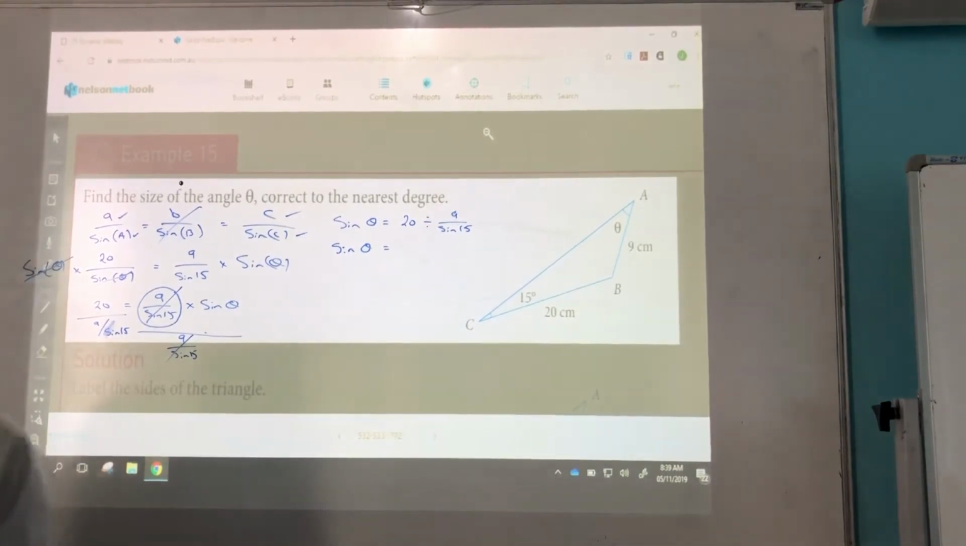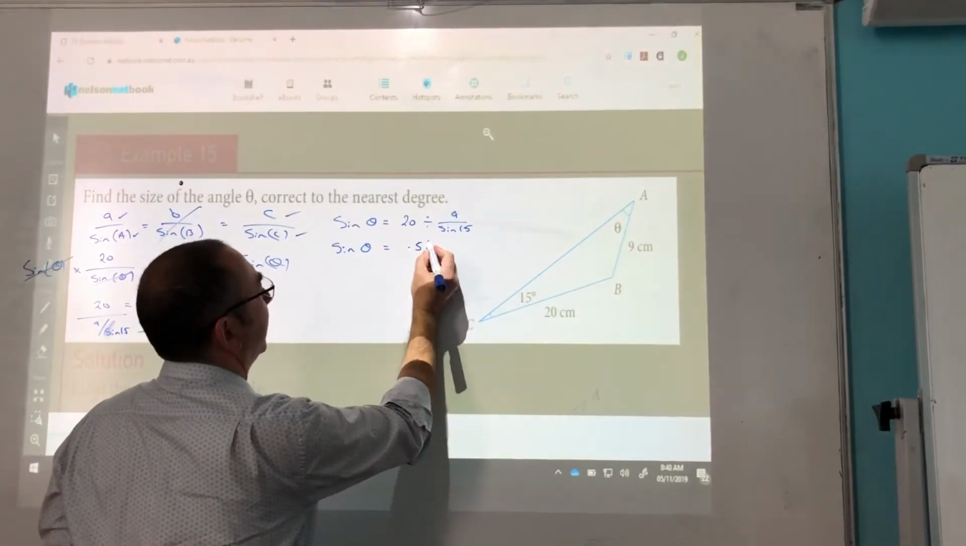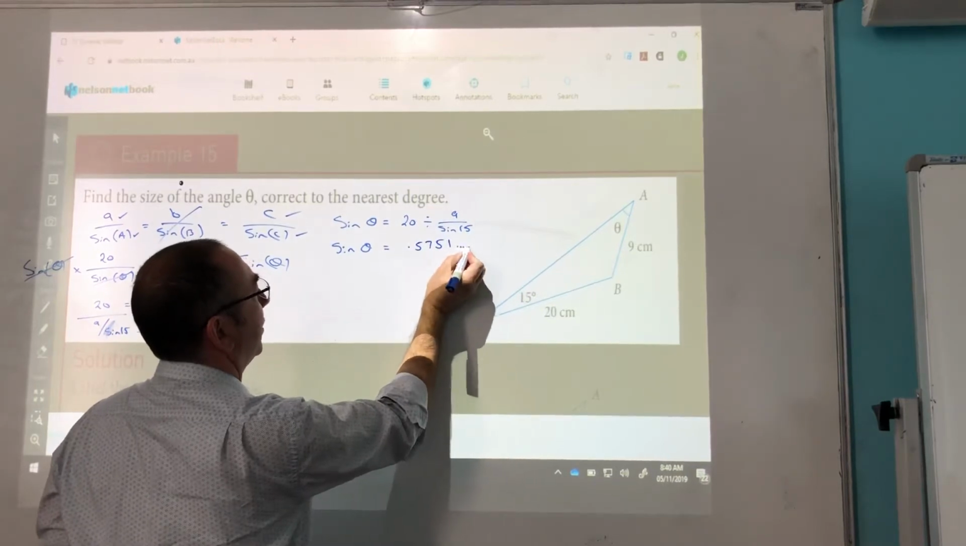Let's try that again. We want 20 divided by 9 divided by sine 15. So I get the answer as 0.5751, and so on.